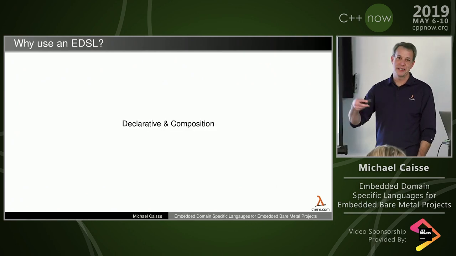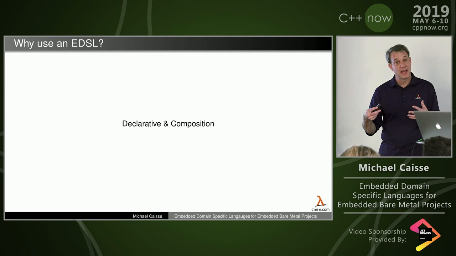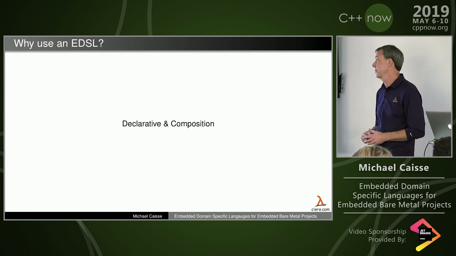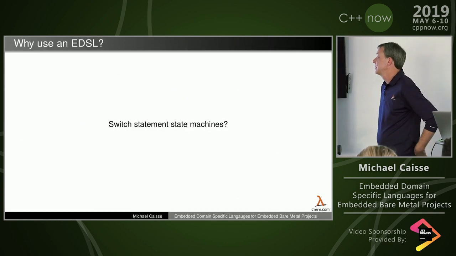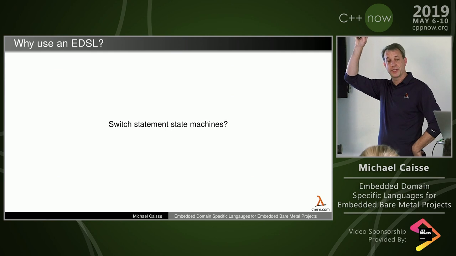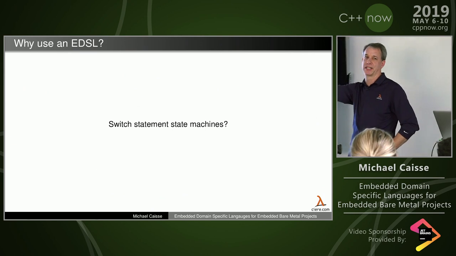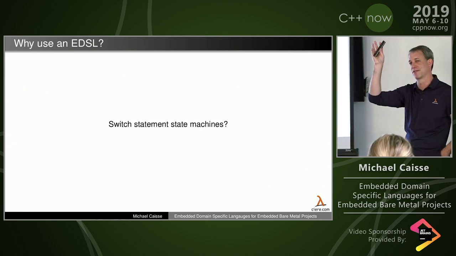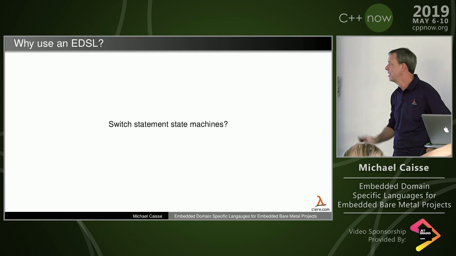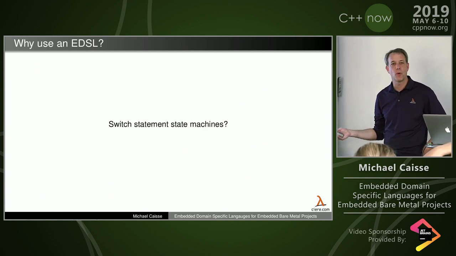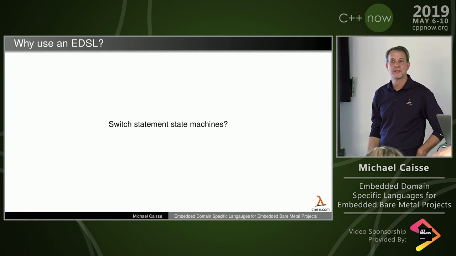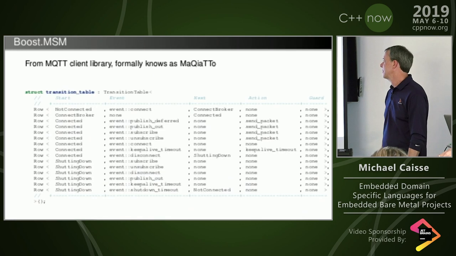And I want this idea of declarative, and I want to be able to compose things together. All right, so how many of you have switch statements in some piece of code that is a state machine? Like a gnarly one, it should be a state machine. It is a state machine, it's not just a switch. Yeah, everybody. So why do we do this to ourselves? It's horrible. Stop, don't do that anymore, ever.